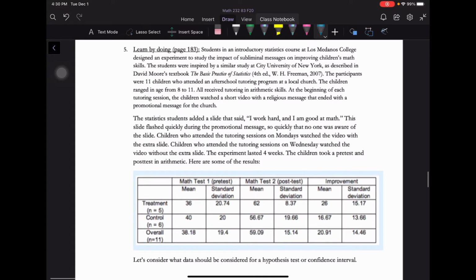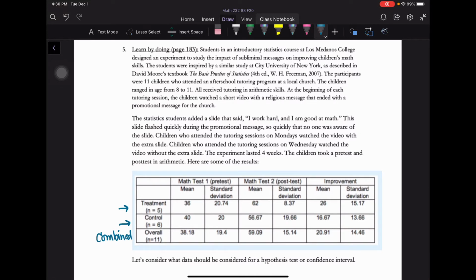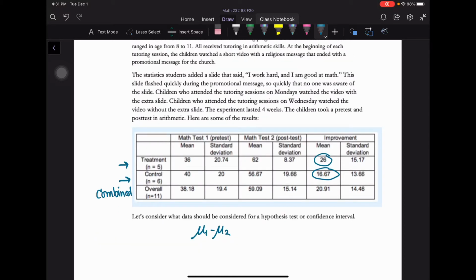What that means is this is sample 1, this is sample 2, and this is just combined. And we're not going to use combined data to calculate values. We're going to split the data. The different values we're talking about, we have the pre-test and the post-test, but I care about the improvement score. I'm going to be comparing the improvement score between group 1 and group 2. Mu1 minus mu2 for the population, and our samples would be 26 minus 16.67. This is X bar 1 and X bar 2. Those are the values we would be using.